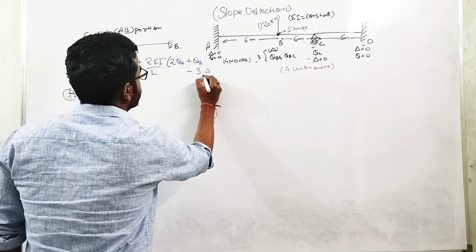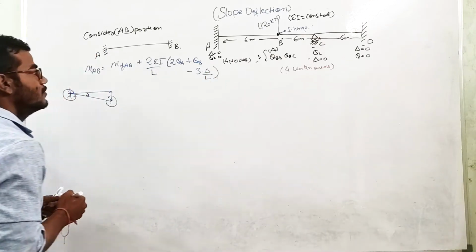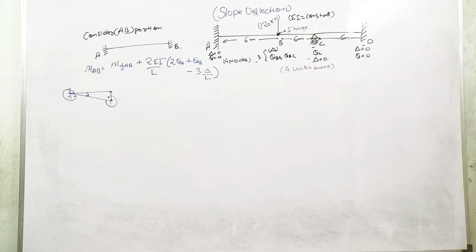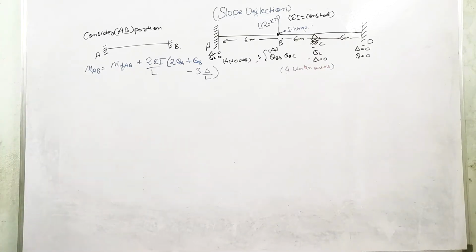Let us write the direct expression, which is 3 delta by L. So this is the basic slope deflection equation for this AB section.